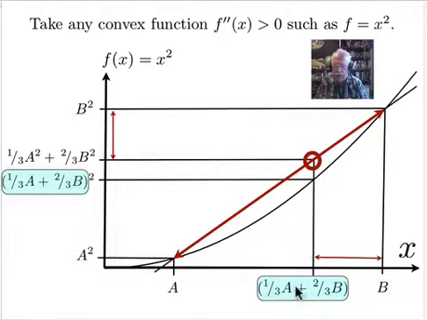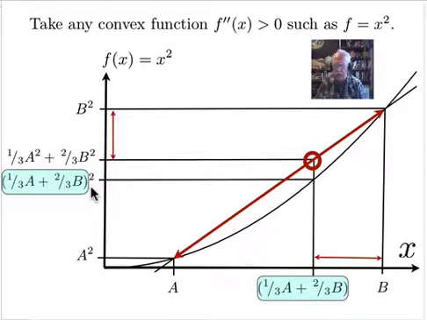So here we have 1/3 A, and here we have 1/3 A squared. Okay, so we can take this value here, this weighted average of A and B, and we can say what happens when we put this into the parabola, the x squared. Well, then it comes out, this is the same blue box, and what's in this blue box becomes squared.